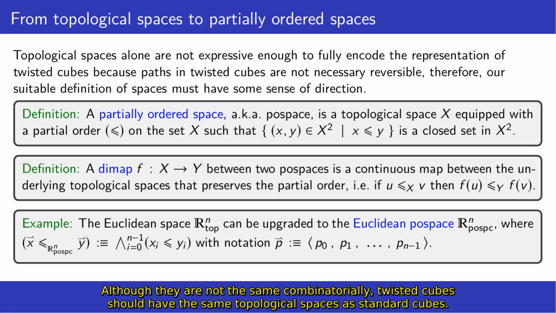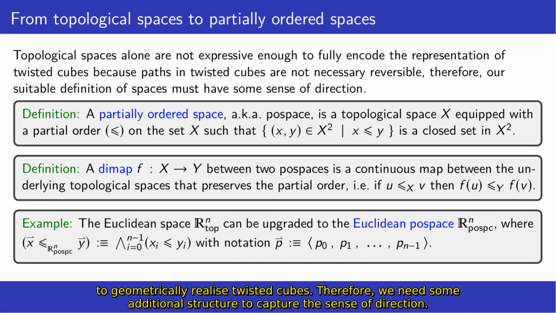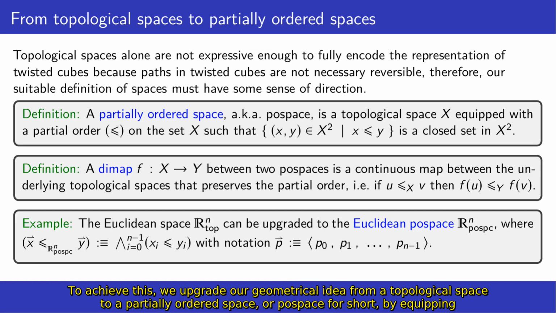Although they are not the same combinatorially, twisted cubes should have the same topological space as standard cubes. This is because the only modification is the direction of some parts. This suggests that the idea of topological space is not expressive enough to geometrically realize twisted cubes. Therefore, we need some additional structure to capture the sense of direction.